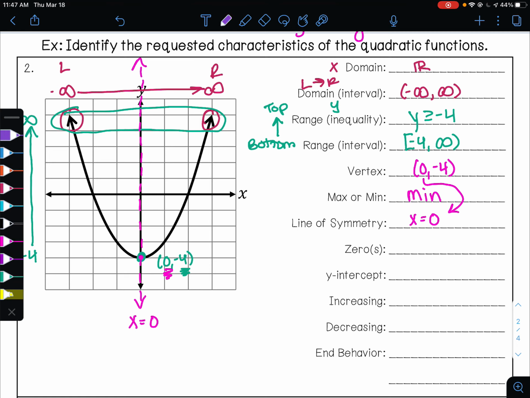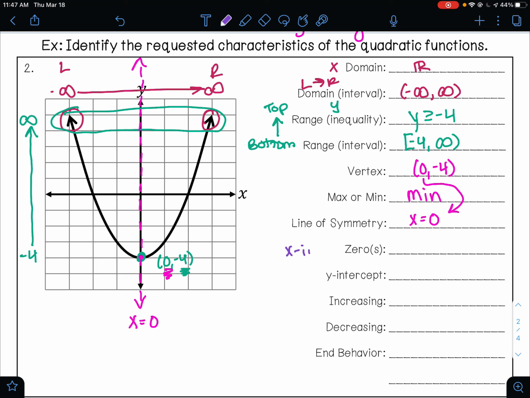Remember that zeros is another word for x-intercept. So here I have two x-intercepts. Our first x-intercept is at the ordered pair -2, 0. And our second zero is at the ordered pair +2, 0. Our y-intercept is where our parabola crosses the y-axis, and in this case it happens to be the vertex, which is the ordered pair 0, -4.